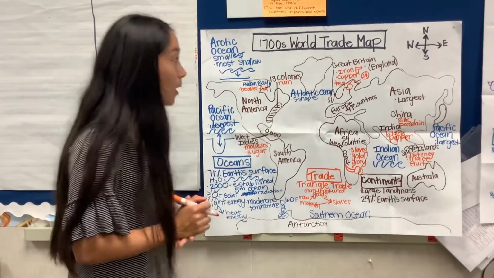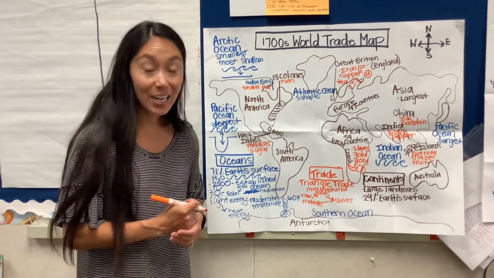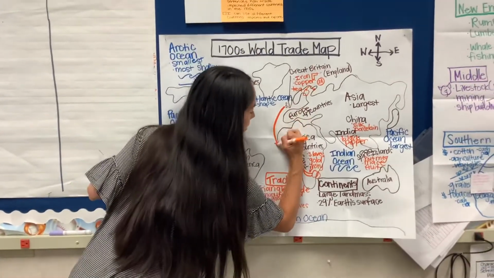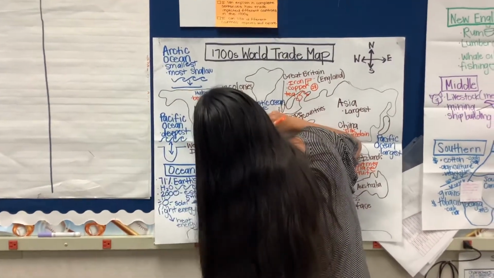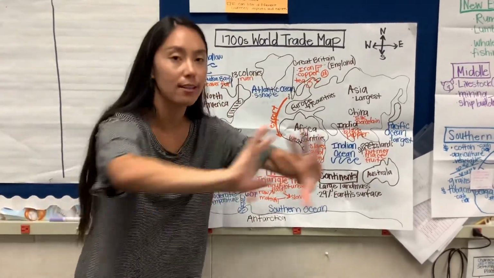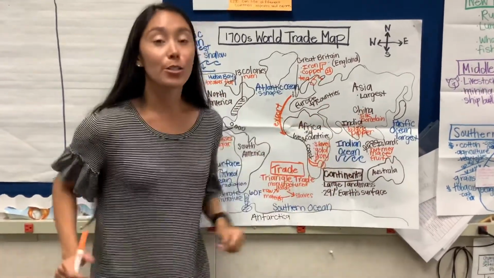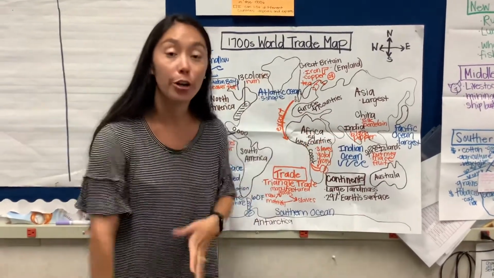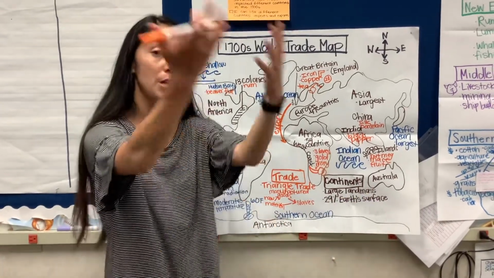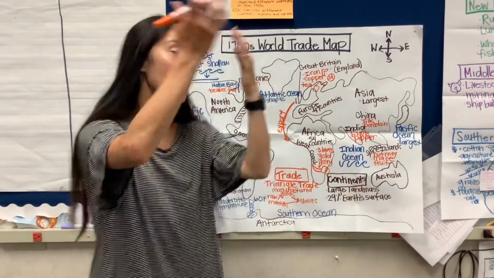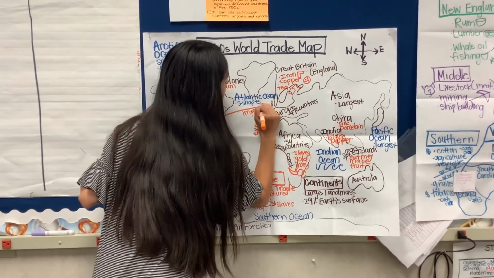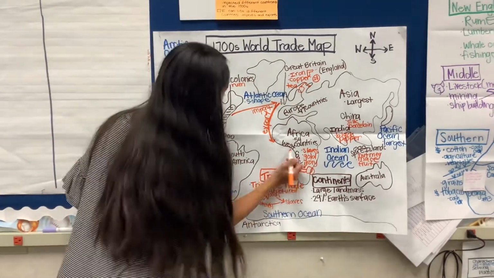Now, these different continents, they traded within the Atlantic Ocean. They would export their goods. Say export. And do this with your hands as we say export. So they're sending out their goods as a trade. They're sending out their goods so that they're able to import goods. Do and say that with me. Import. So these continents were exporting and importing different goods.